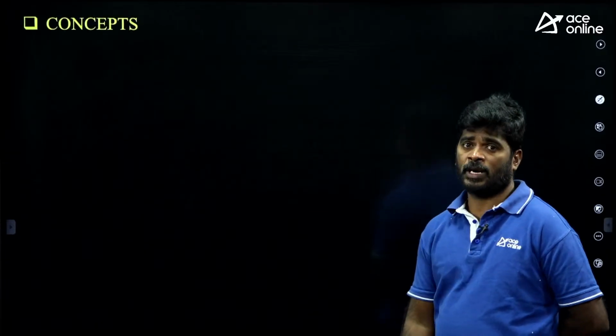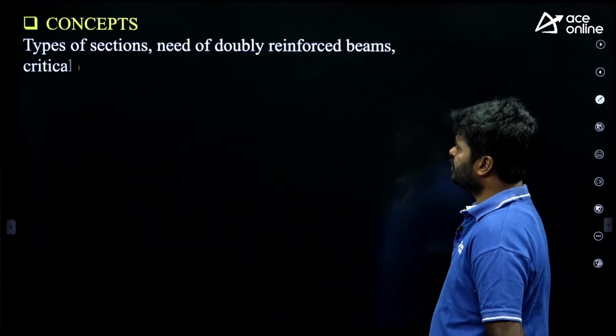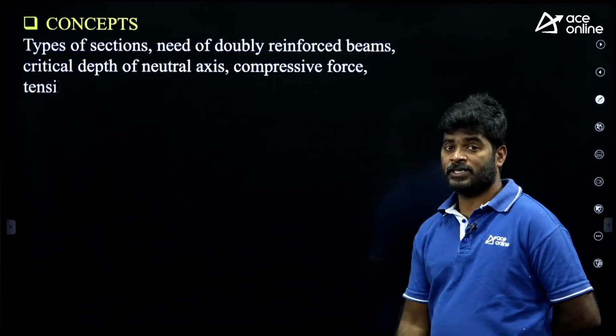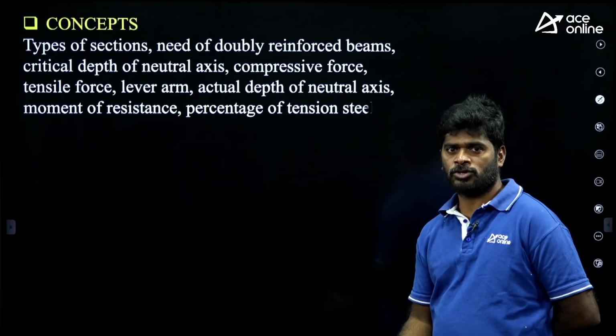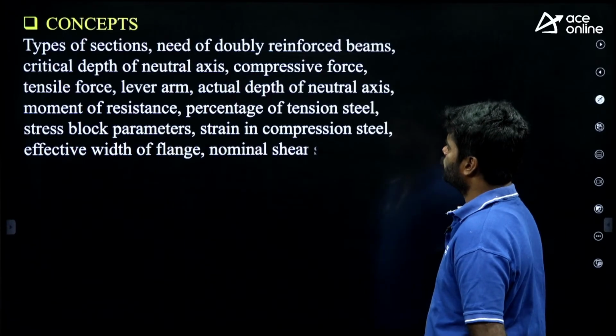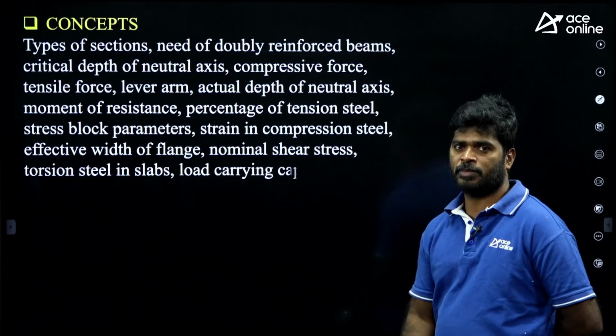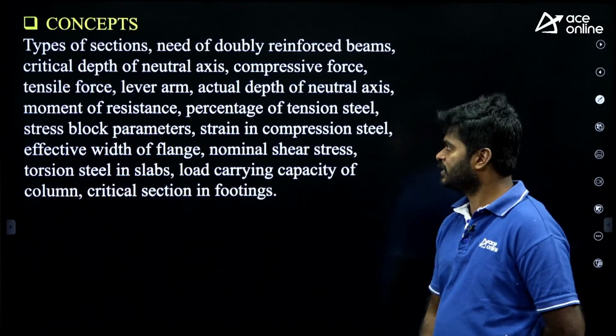Coming to the next one, concepts. Type of sections, my dear, whether it is a balanced section or under reinforced section or over reinforced section, maybe a theoretical question or a numerical question you will expect. Coming to the next one, need of doubly reinforced beams. 100% it is a theoretical question. You can expect both in GATE as well as in ESE.